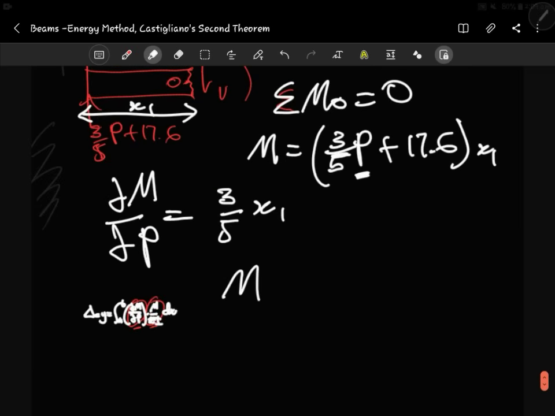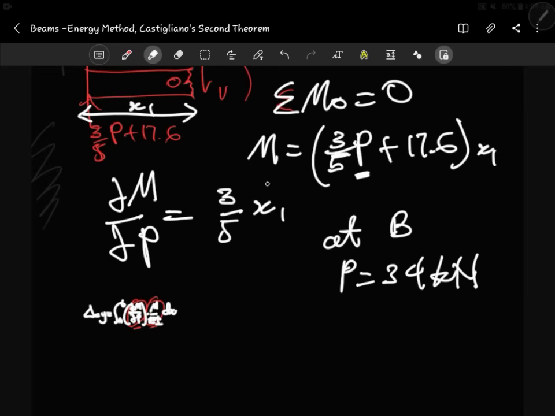So there we say at B, this P is equal to 34 kilonewtons, and we put it in the whole equation to get M, because you need two things as we saw earlier. So then the M for the free body diagram 1 ends up being what? The P being replaced by 34. So let's see.